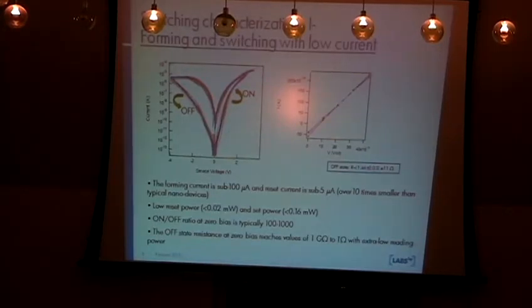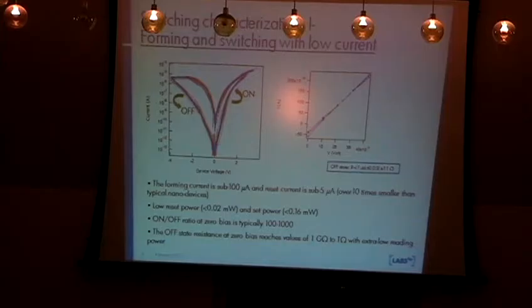By forming the device with reduced voltage and relatively low current, which is sub 100 microamp, we find the devices can be switched in a different mode, as shown by the data here. In this mode, we find the reset current is sub 5 microamp, which is over 10 times smaller than the typical nano devices.